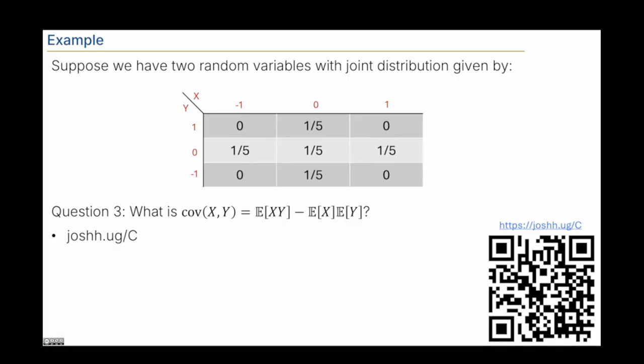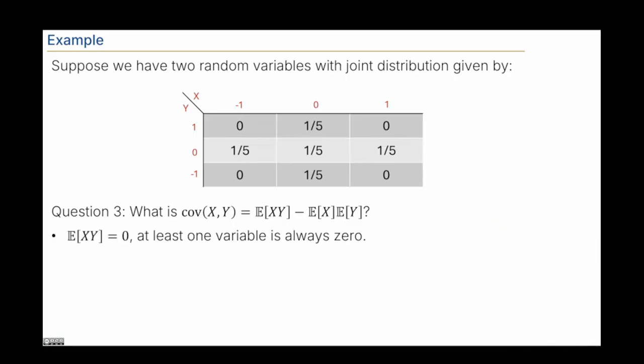Okay, a little bit of a trick to this one. So the expectation of xy is 0, and the reason that's a little tricky is that at least one of the variables is always 0. If you look at this distribution, the way the probabilities are laid out, you know that at least one of them is 0, because the probability that both of them are one of the non-zero values in the corners is 0. So the probability that y is 1 and x is minus 1 is 0. These four corners are the only four combinations where there's not a 0. So the expectation of their product is going to be 0 because at least one of them is always 0.